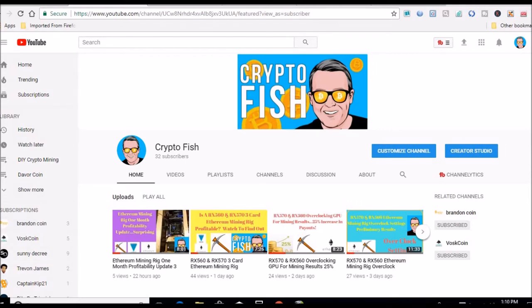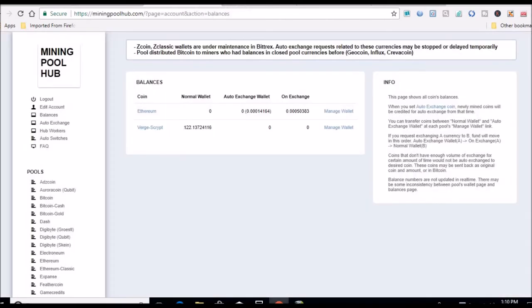So, like usual, let's head over to Mining Pool Hub. As you can see, we got 122 Verge coins mined thus far. I think we had 65 yesterday at this point. So, if I were to guess, I'd probably say around 70 to 80 total Verge coins I get a day. So what is that? It's going to be maybe 2400 Verge coins a month if I still continue mining Verge.